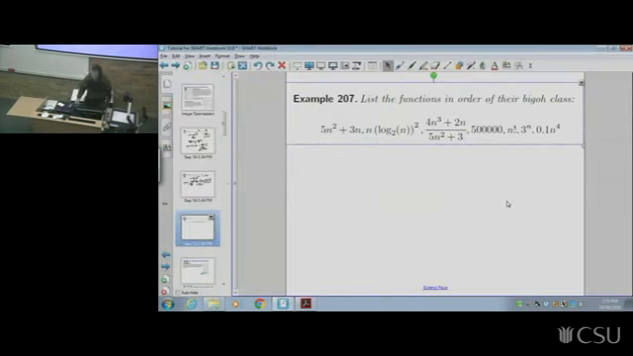So we did a few of these a second ago. We want to put these ones in order of their big O class. The big O class would put the function which grows the slowest first. Which one would grow the slowest? 0.1 and 4.